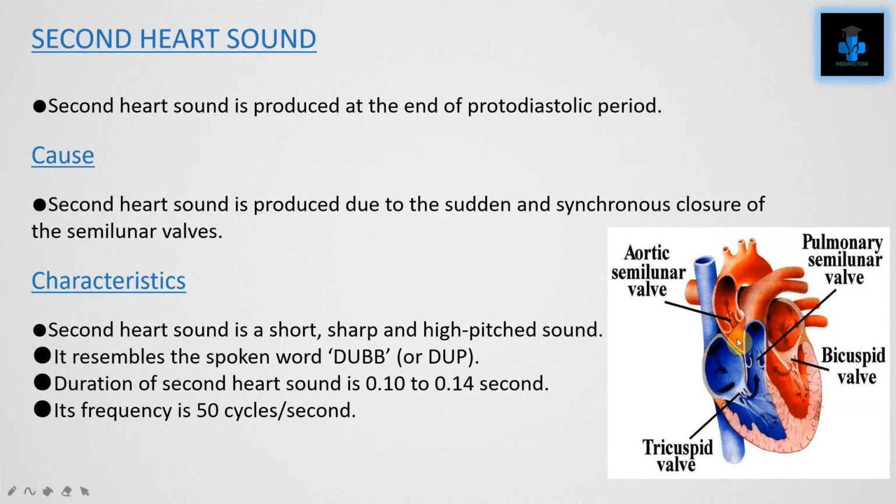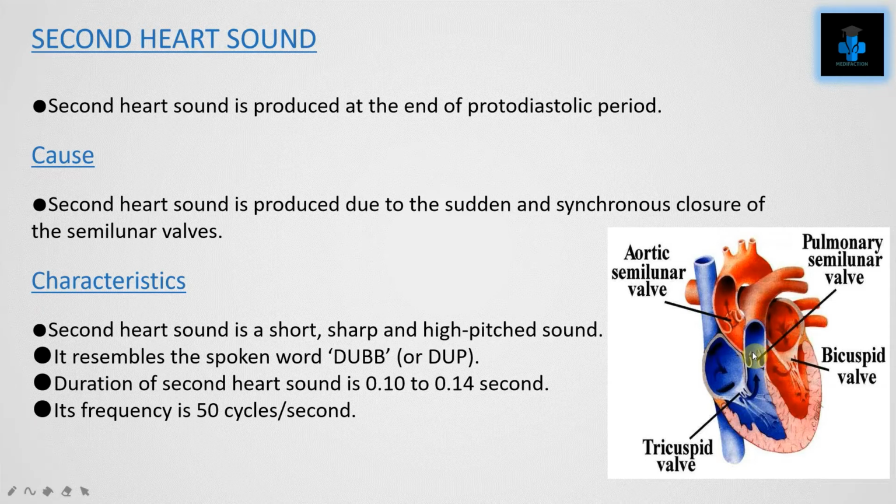Cause. Second heart sound is produced due to sudden and synchronous closure of the semilunar valve. Right here you can see the aortic semilunar valve and pulmonary semilunar valve.